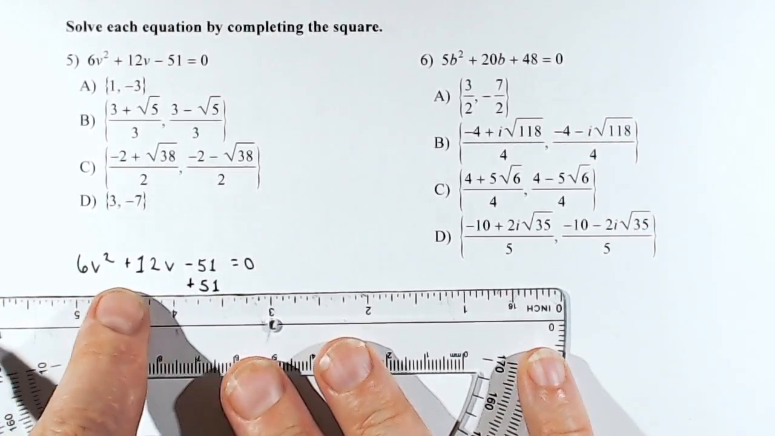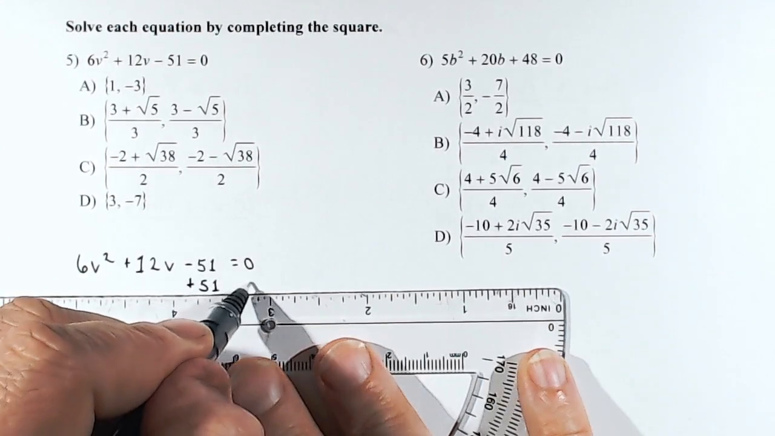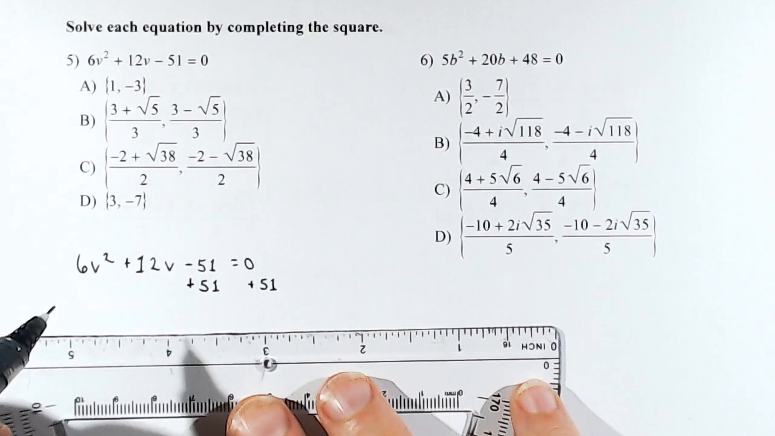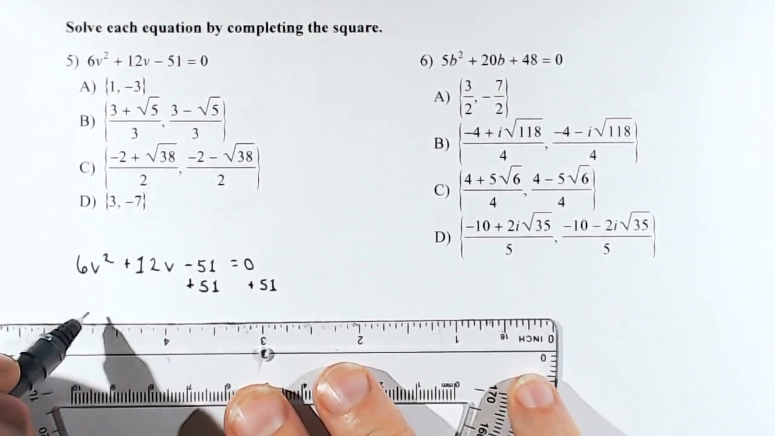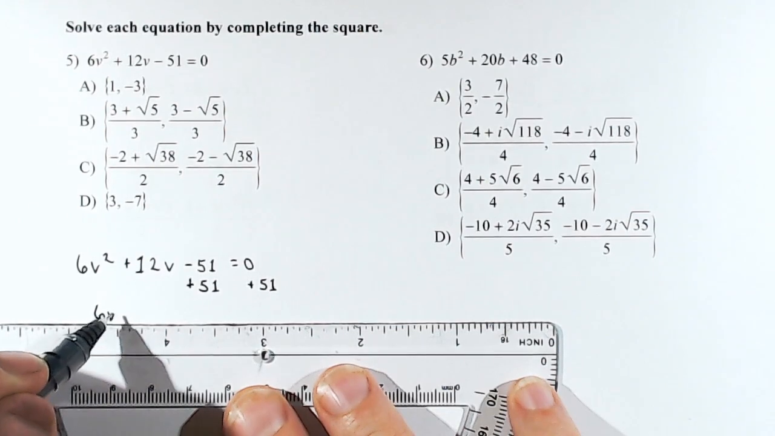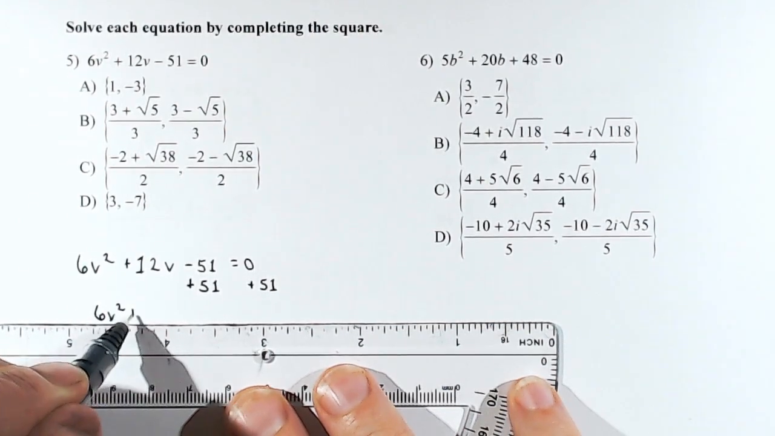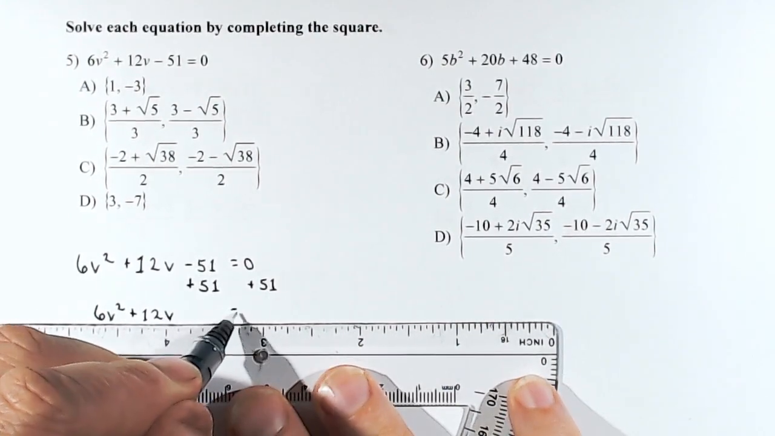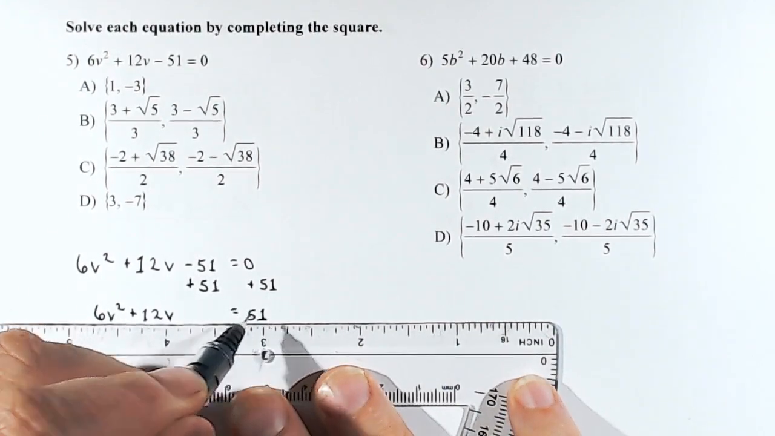And so you just have variable values on the left side. So we'll add 51 to both sides to move it. And then all that's left on the left side, I have 6v squared plus 12v, and then equals positive 51.